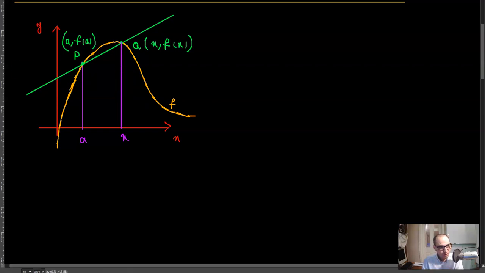And you can already tell that this distance over here, you could call X minus A, meaning that this is an increment in A, which you could call X minus A. This distance over here, you could call X minus A. And this distance over here, you could call F of X minus F of A, because this height over here is F of X and this height over here is F of A. So this you could call F of X minus F of A, right?